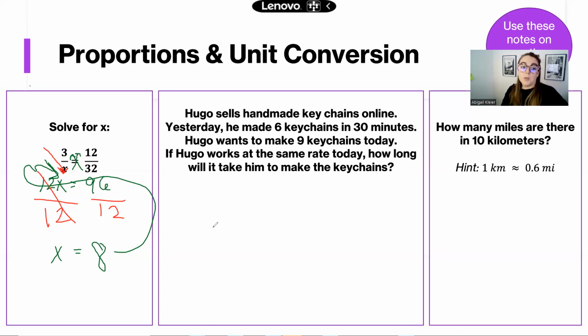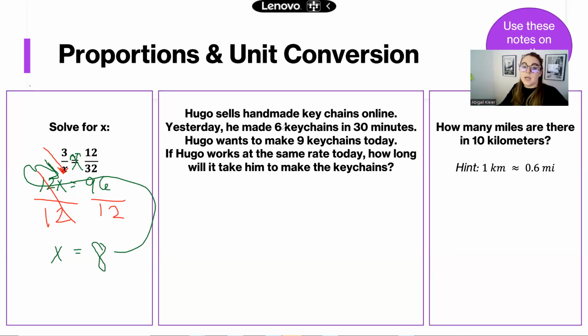Next, I have a word problem also discussing proportions. Hugo sells handmade keychains online. Yesterday, he made 6 keychains in 30 minutes. Hugo wants to make 9 keychains today. If Hugo works at the same rate today, how long will it take him to make the keychains? So I'm going to set up a proportion. Now, this one's a little bit different because I actually have to set up the proportion this time. Let's reread this and find the important parts.